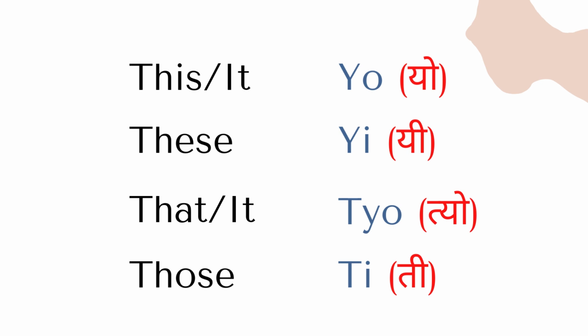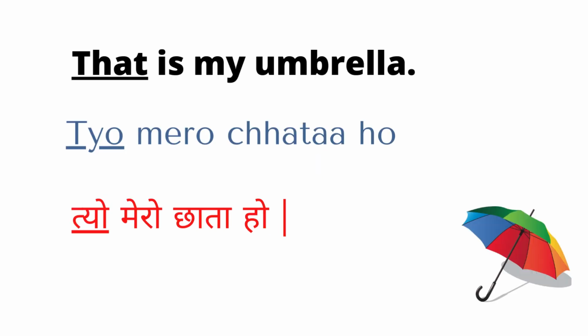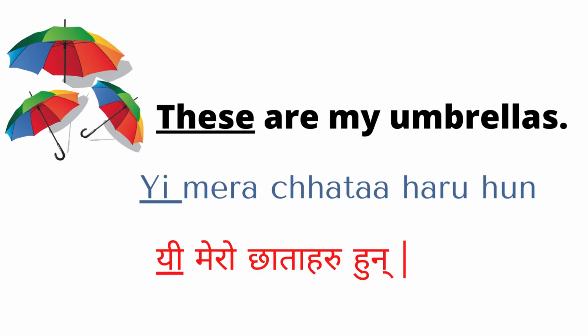Now let us learn more through examples. This is my umbrella. यो मेरो छाता हो. That is my umbrella. त्यो मेरो छाता हो. These are my umbrellas.